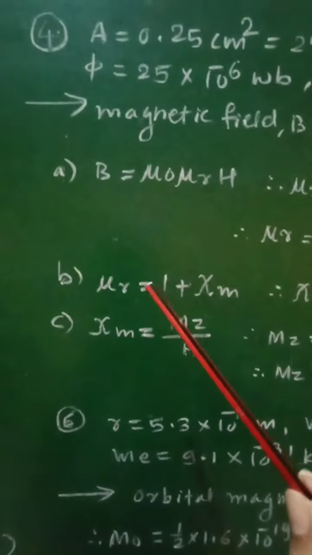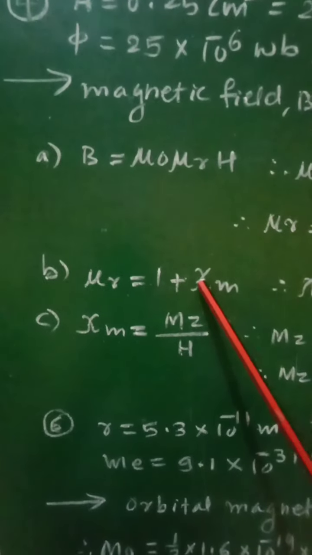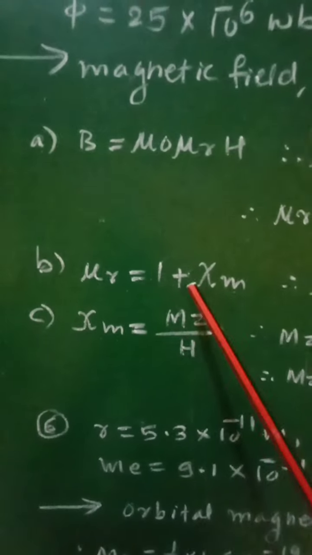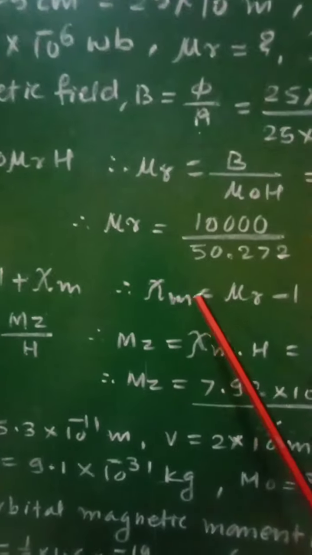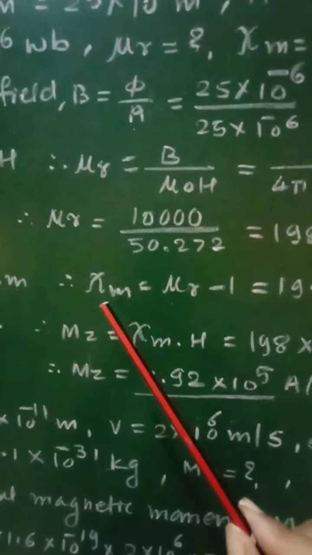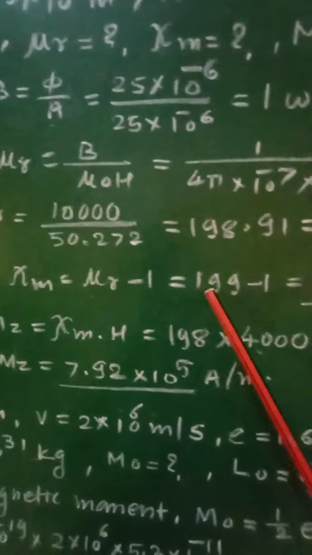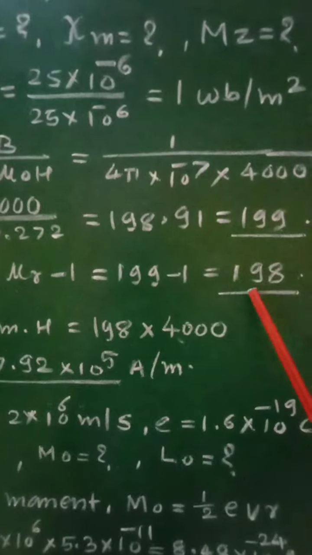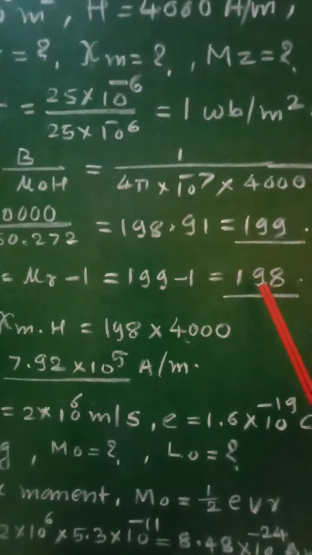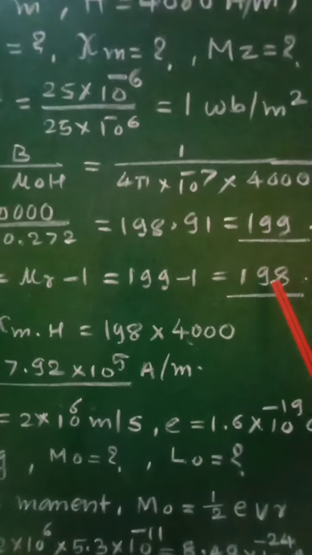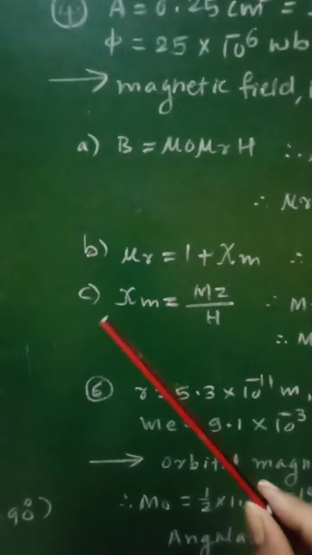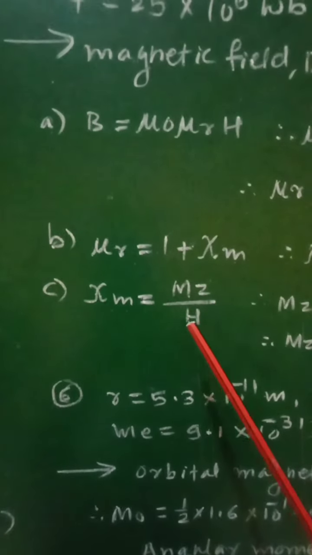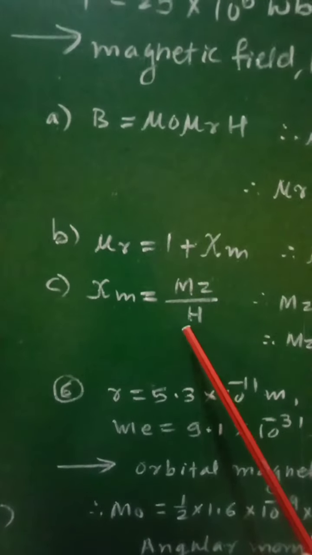Then B, we will find the susceptibility Cm, that is mu r equal to 1 plus Cm, and therefore Cm equal to mu r minus 1. Cm equal to mu r minus 1, that will be equal to 199 minus 1, which is equal to 198. That will be the susceptibility, 198.